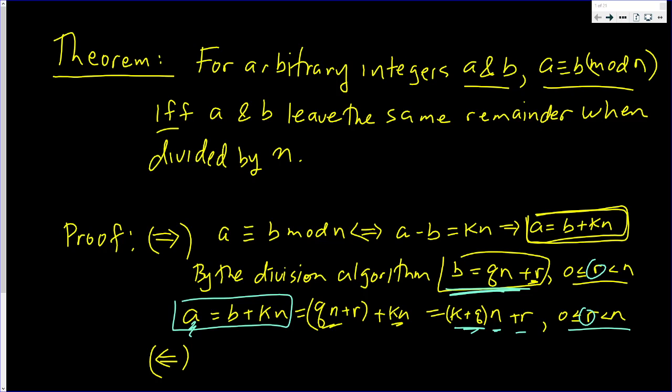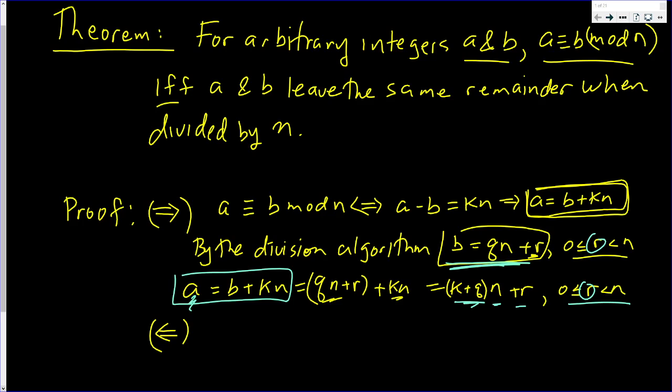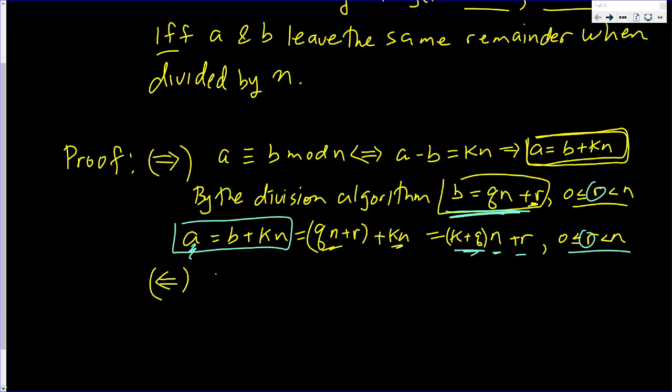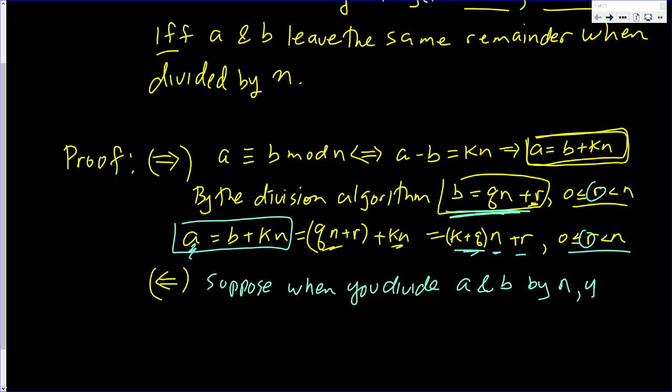Now we have to go in the reverse direction. Suppose that when you divide a and b by n, you get the same remainder. What does that give you?